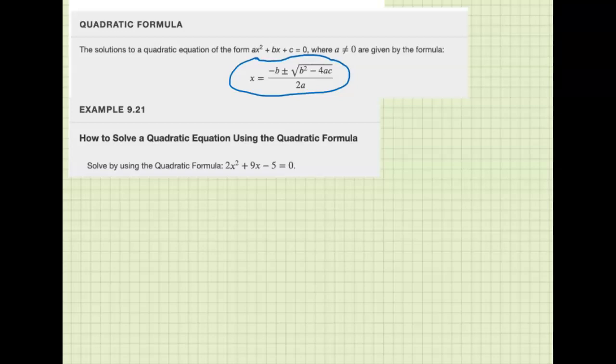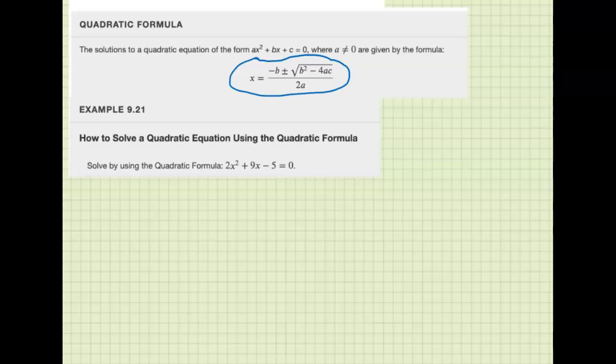So a, b, c refer to the coefficients of the terms in the quadratic. A is the coefficient of the square term, b is the coefficient of the x, and c is the constant. Notice that you need to have your equation written like this. It has to be equal to 0, right? Otherwise you get the signs wrong. So make sure you put it in that format first.